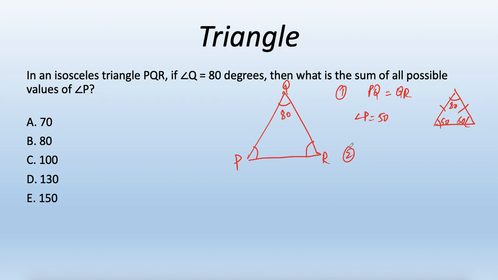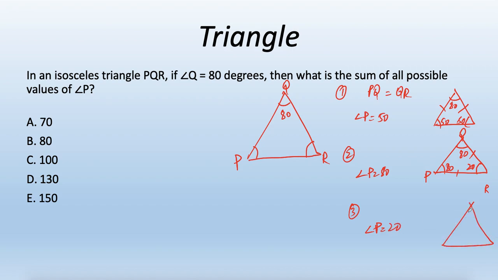Now let's see the other scenario. The other scenario is, if this is 80 and this is P, Q and R, and if I say that this angle is also 80 because this is an isosceles triangle, so that means this side and this side are equal and this angle is different. The sum is equal to 180, so 180 minus 160 is equal to 20. So in that scenario, angle P is equal to 80, and this could be inverse as well. That means this angle P could be equal to 20.